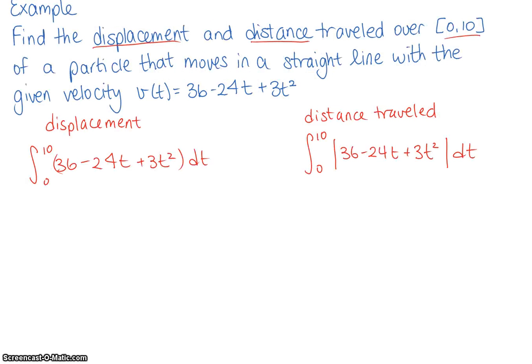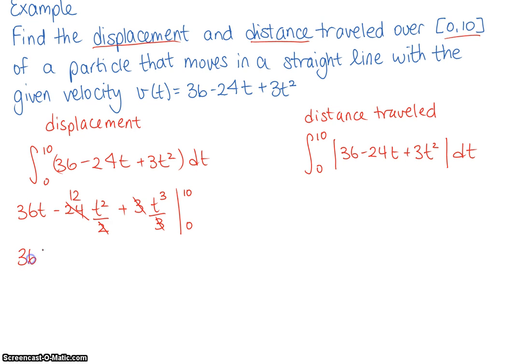So let's look at the displacement first, just so we're not involving the absolute values. If we have to take the integral of this, we now know that we can say it's going to be 36t minus 24t squared over 2 plus 3t cubed over 3 evaluated from 0 to 10. And we've got some things that will cancel out.